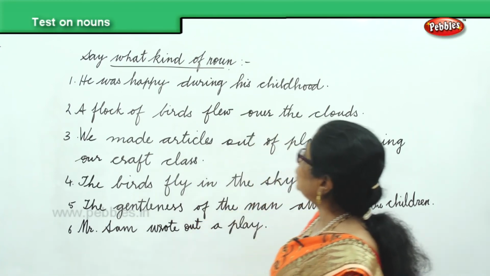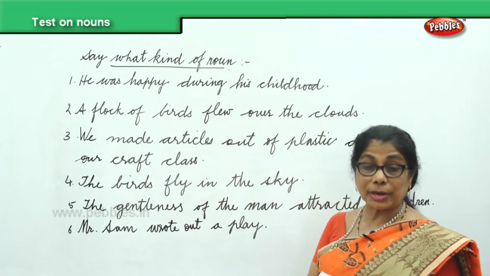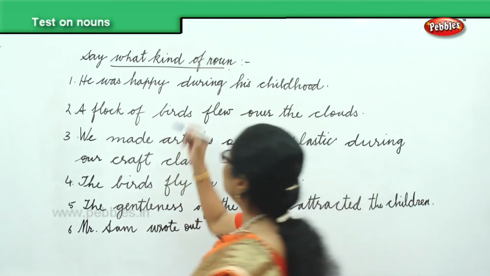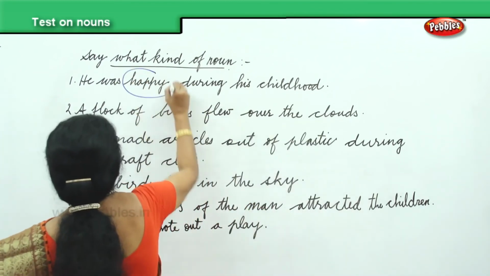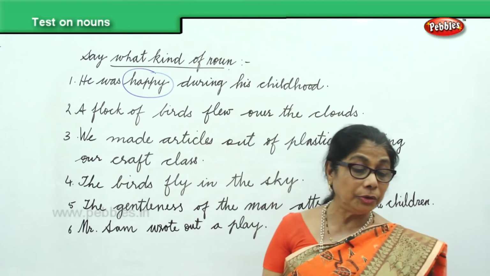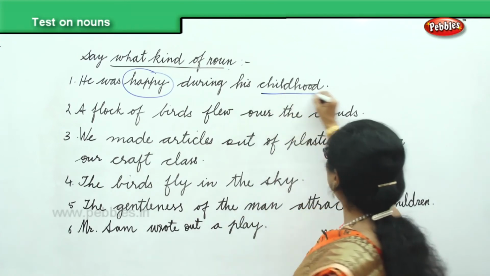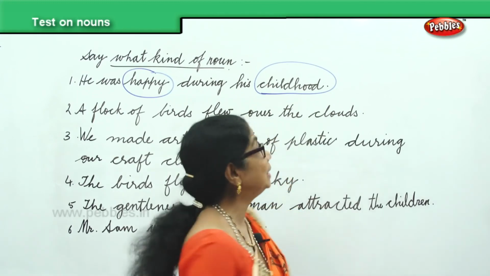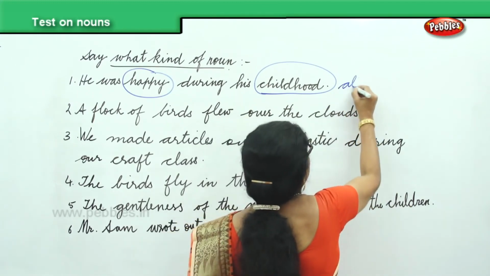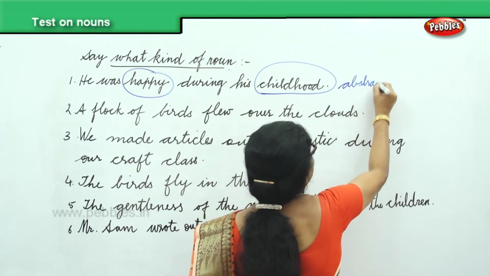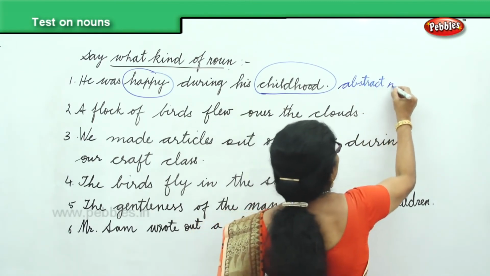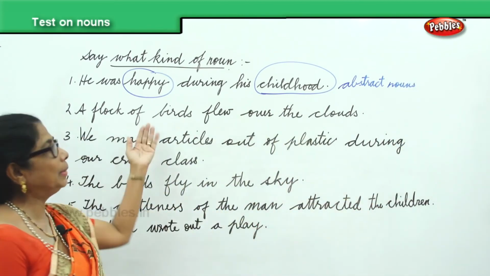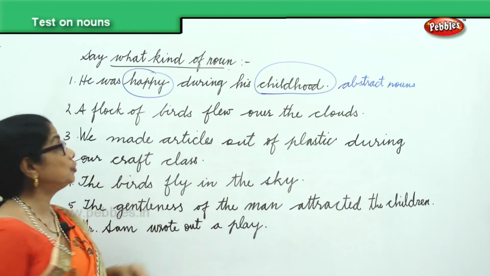Now, he was happy during his childhood. So, we have here happy. Can you look at happiness? Touch? No. He was happy during his childhood. Both the words happy and childhood, what are they? Abstract nouns. So, we learn to identify. One look at it, happy, childhood, all these are abstract nouns.